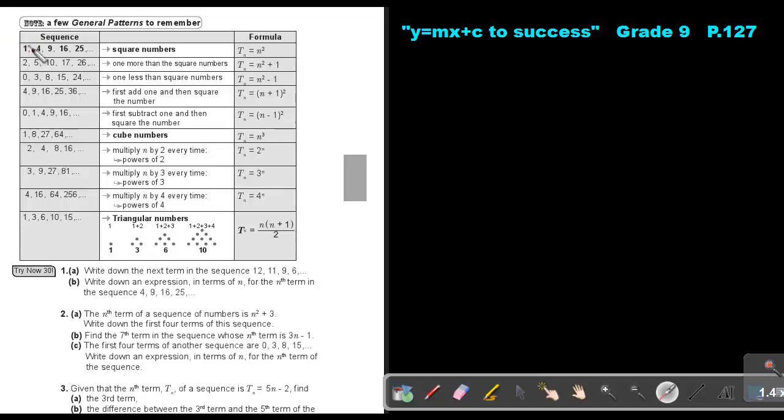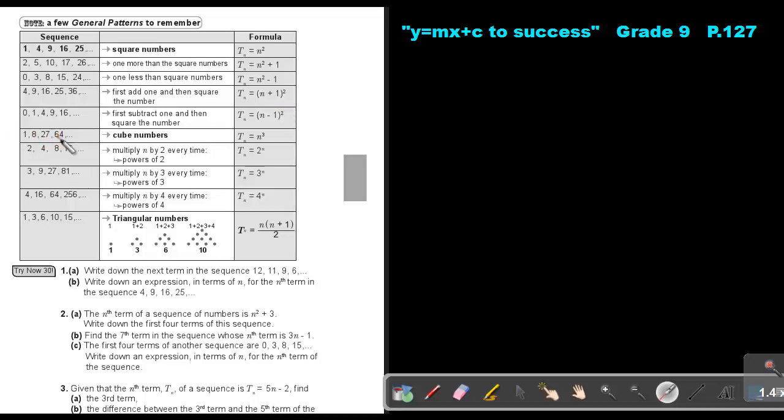And if it's 0, 3, 8, it's 1 less than square numbers, so it's square numbers minus 1. This one, it's square numbers, but it's not starting at 1. It's starting with the second one. So what did they do? They first add 1, and then they square it. And if it's starting with 0, and then you start with the first one, the second term, then they first subtract 1, and then they square it.